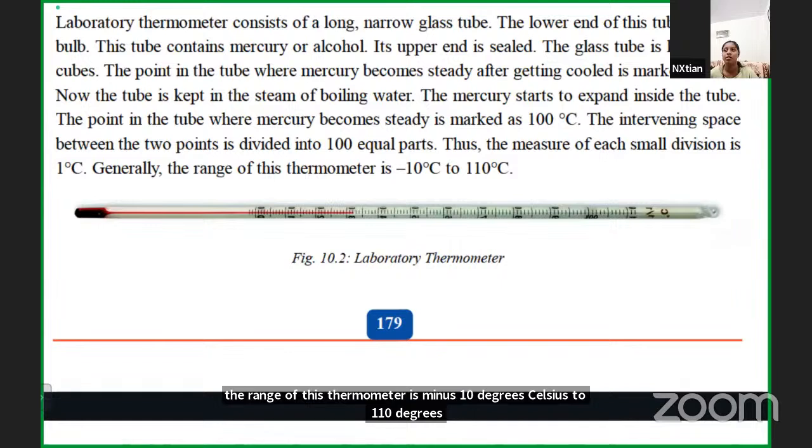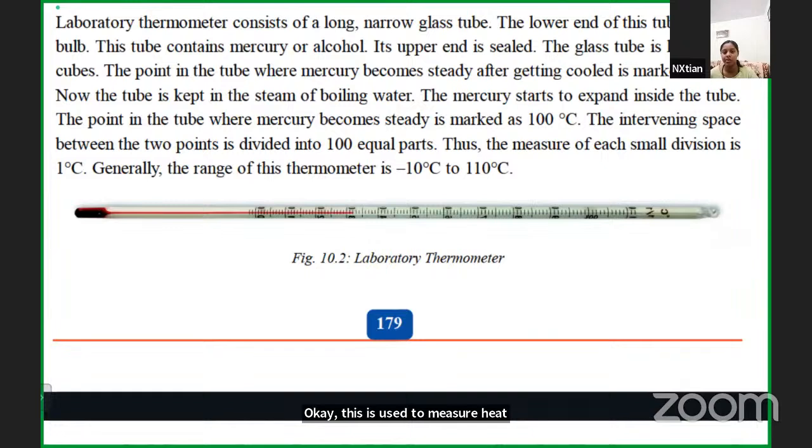This is used to measure heat from various other substances, can be liquids, can be some chemicals or things like that. It's a thin and long glass tube. I've used a clinical thermometer, but a laboratory thermometer I haven't used. But yes, it's used to measure the temperature of other chemicals or other objects.